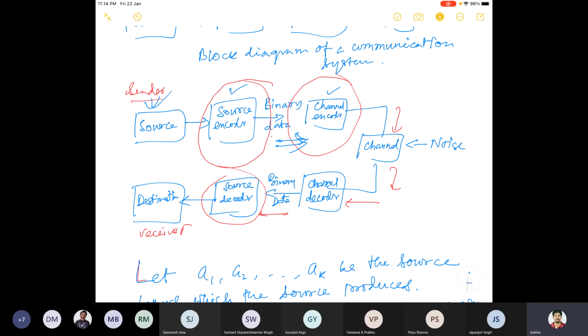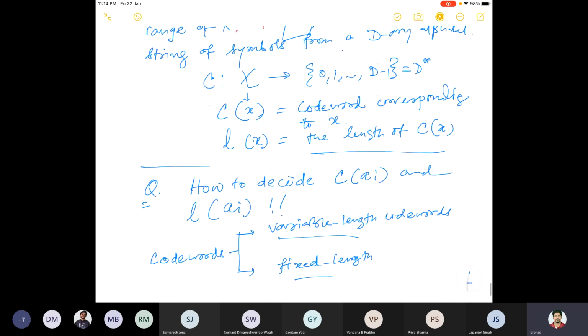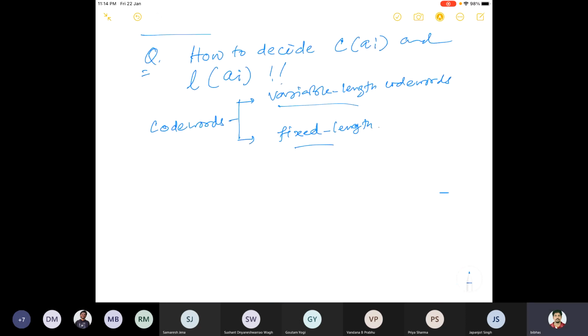Maybe I can give you an example of a coding. Let's say A1, A2, A3, A4 are my alphabets which I want to send, or a combination of these. An example of a coding scheme could be like this.